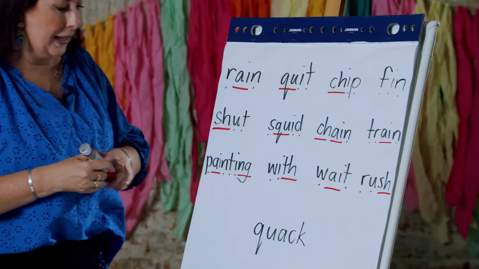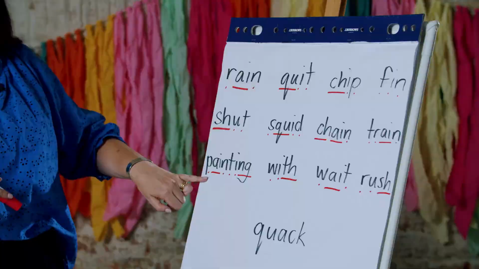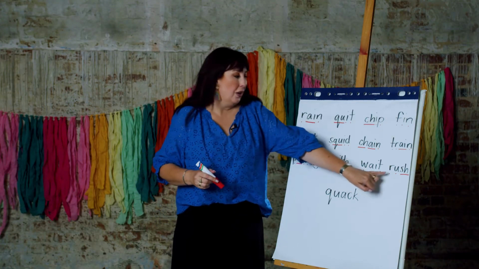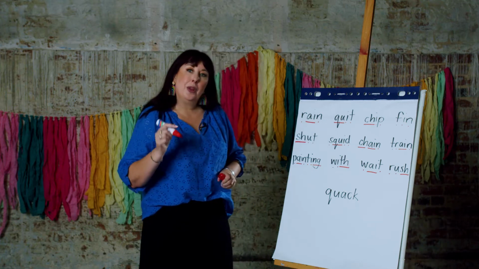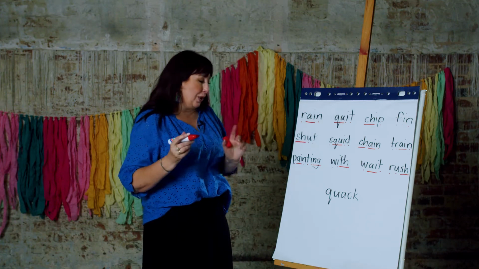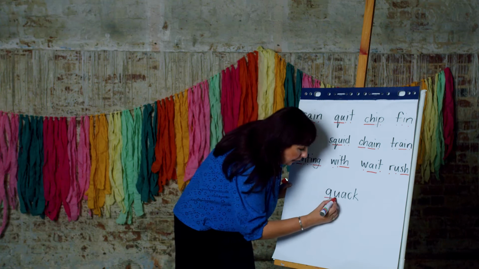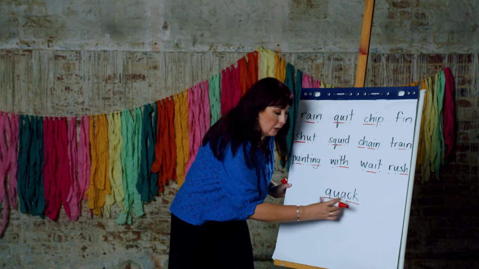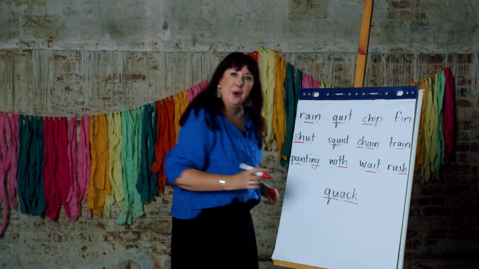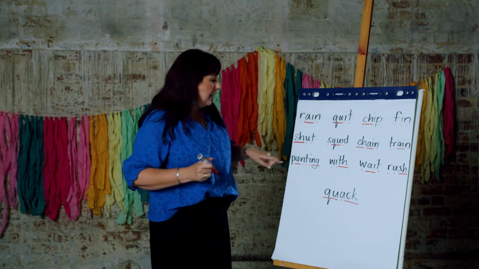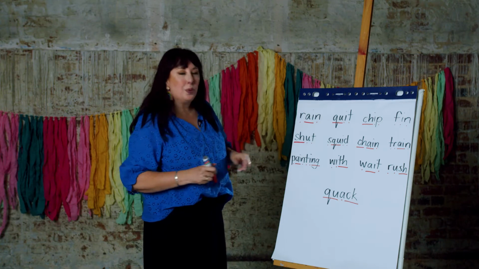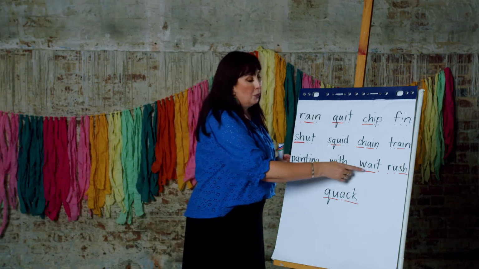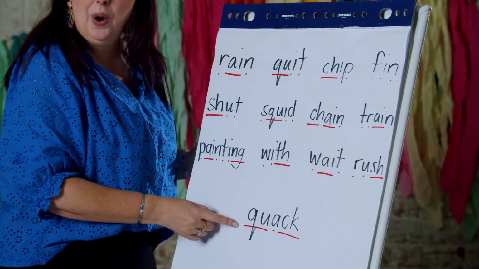Good job. Let's read those words together. Painting, with, wait, rush. And one more word on the bottom line. Can you see two digraphs in this word? I can. I'm going to underline them. 1, 2. Quack. That's the noise a duck makes. Let's read this last row and this word together a bit more quickly. You ready? Painting, with, wait, rush, quack.